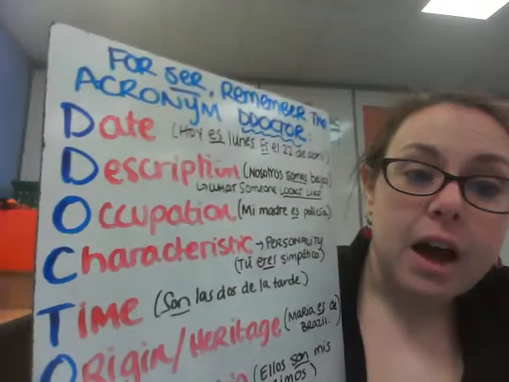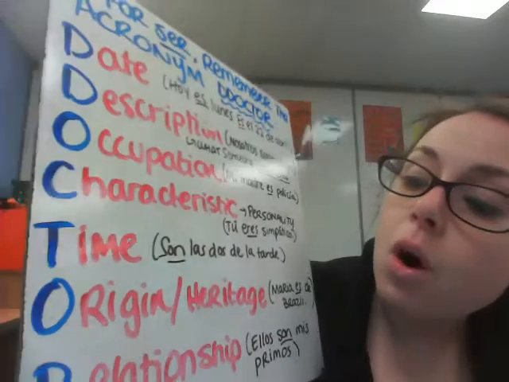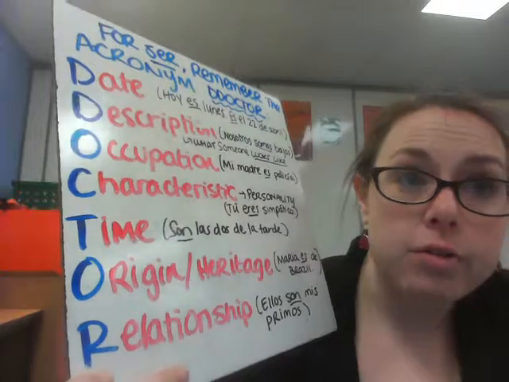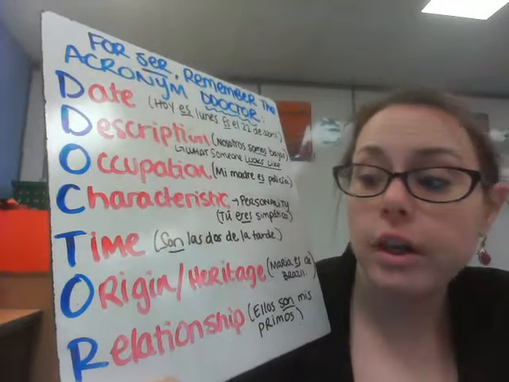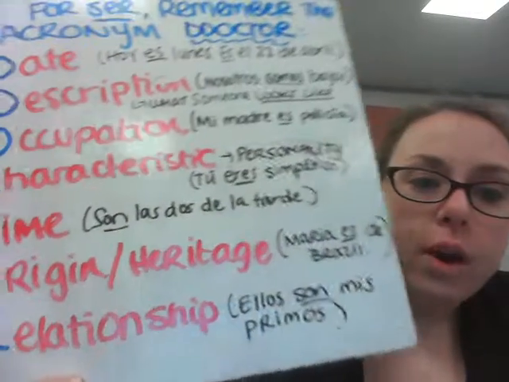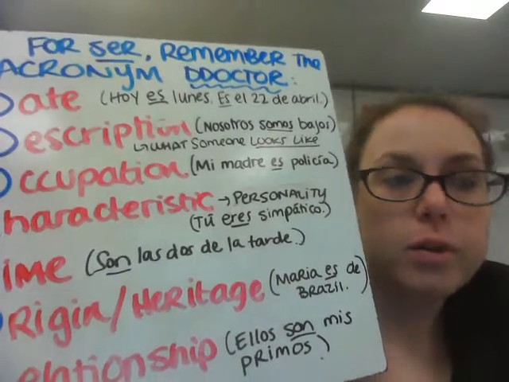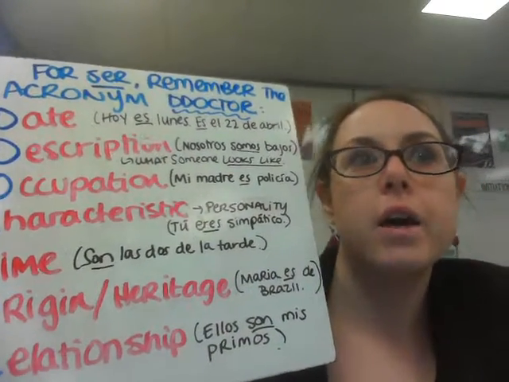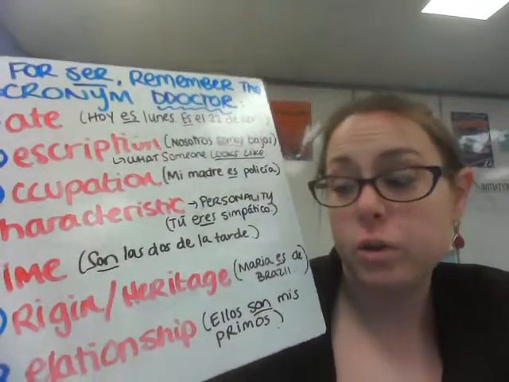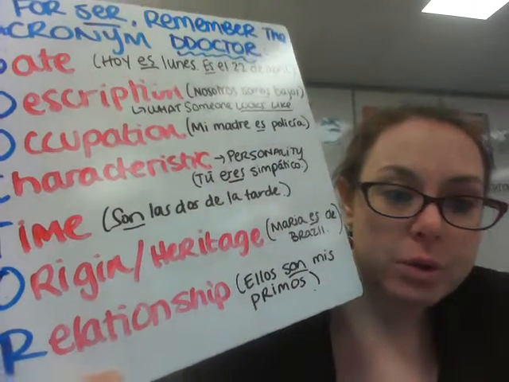The T stands for time, okay, so when I'm telling what time it is, like son las 2 de la tarde. Origin or heritage talks about where you're from, or like your cultural background. It could also include what religion you practice. So an example of that you guys already know how to do would be Maria es de Brasil, okay, or if you were going to say something like I am Irish, or I am German, or something like that, then you would use ser. And finally, we use it to talk about relationship, like ellos son mis primos.